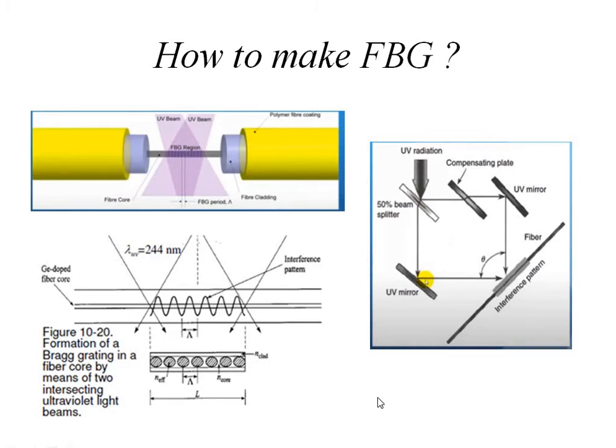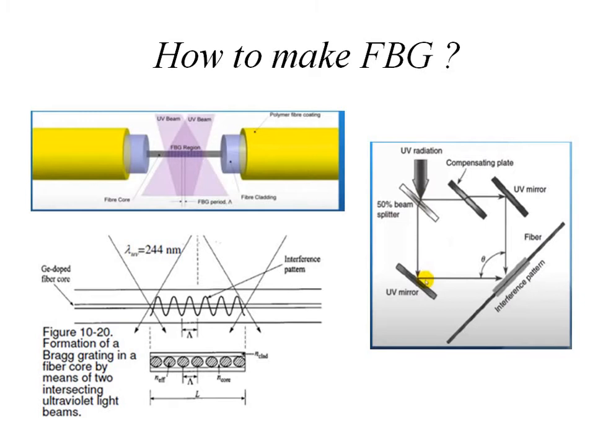So the technique is based on the observation that germanium doped silica fiber exhibits high photosensitivity to ultraviolet light. This means that we can bring a change in the refractive index of the core by exposing it to ultraviolet radiation such as 244 nanometer.